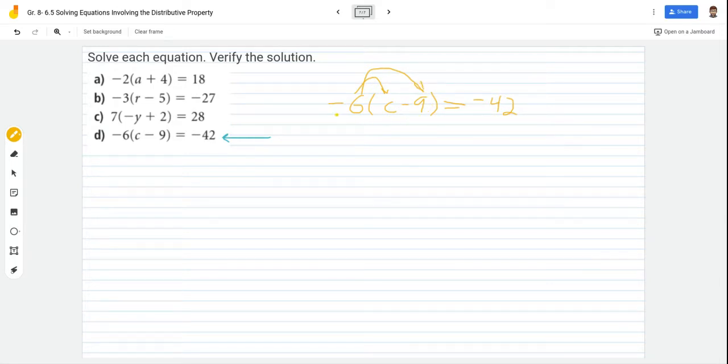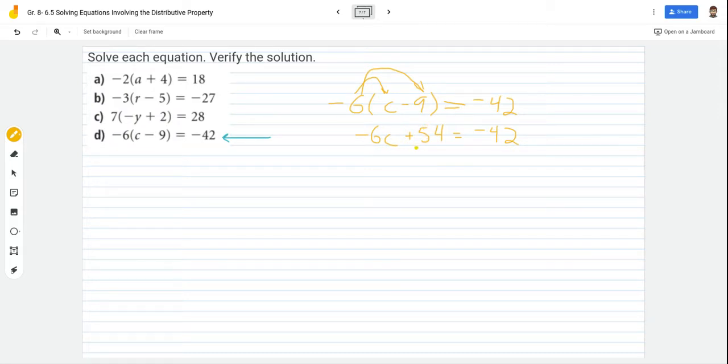So I have -6 times c is -6c. -6 multiplied by -9 is +54. Then I have the -42. So once I've cleared the brackets, or got rid of them, or distributed the -6 throughout everything there, I can now move into isolating the variable.